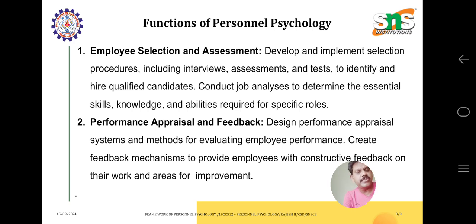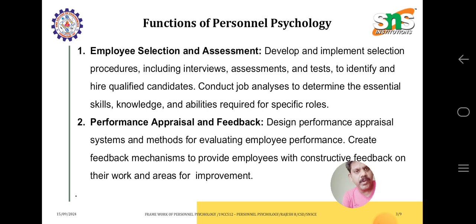If you look at the functions of personnel psychology, there are mainly 10 functions. The first is employee selection and assessment. In this process, they develop and implement a selection procedure with a set of steps, including interviews, assessments, and tests, to identify and hire qualified candidates. The personnel psychologist conducts job analysis to determine the essential skills, knowledge, and abilities required for the specific role. According to the JD, the job description, they prepare this selection procedure and assessment.